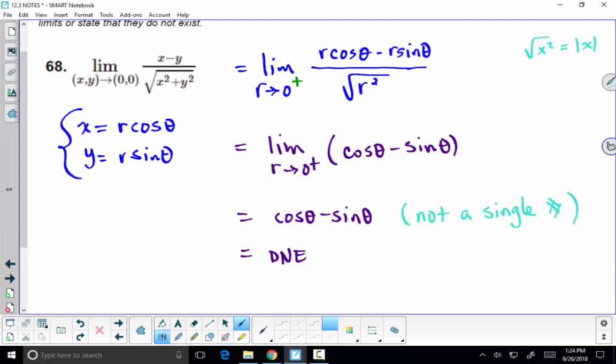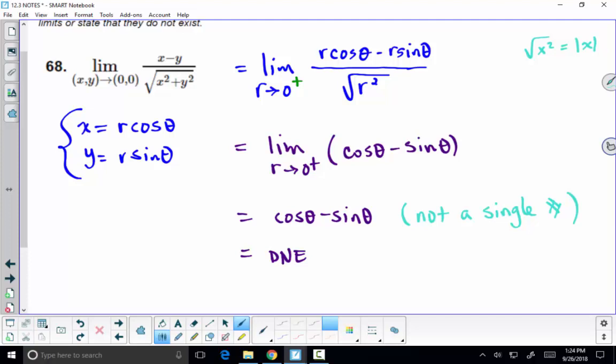So let's say we got a problem like this on the test, and instead of putting r to 0 plus, coming in from the right side, we don't do that. Will we be docked points? Well, I'm not going to put something tricky like that on there where that's even going to be an option. But if you don't take away the plus, you could do it in two cases. You could say, let's assume r is positive, let's assume r is negative, and in both cases you'll get a DNE.